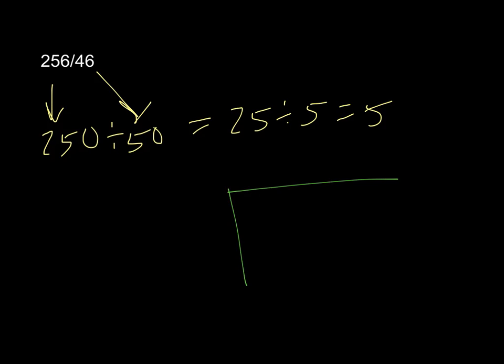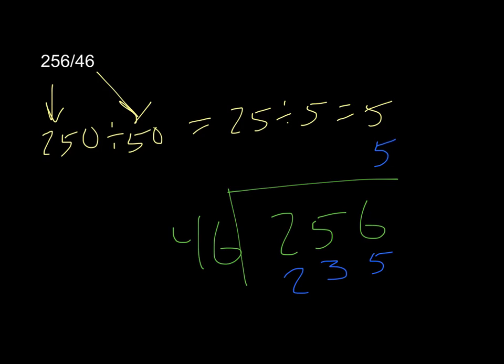256 divided by 46 times 5 is 235. Subtracting out, 6 minus 5 is 1, 50 minus 30 is 20, and 200 minus 200 is 0. So I have 5 with a remainder of 21. Let's try that.